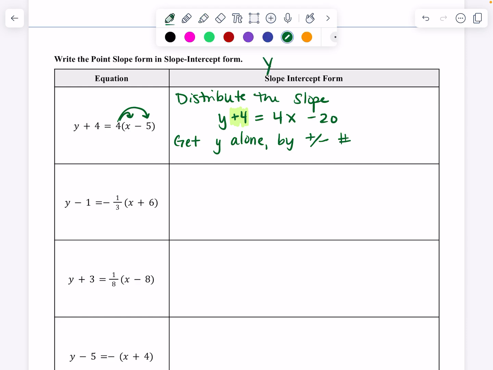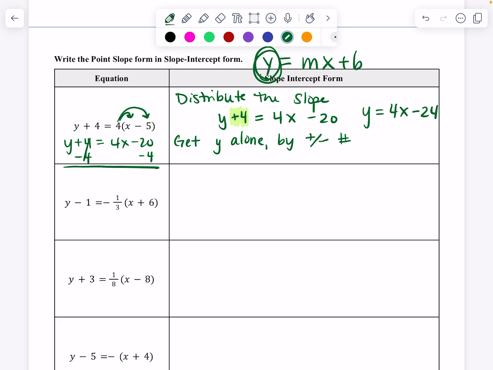So just to remind you, slope-intercept form is y equals mx plus b, where y is alone, okay? So in this case, I'm going to subtract 4 from both sides, right? Which I'm going to do on the side. So I had y plus 4 equals 4x minus 20, and I'm going to subtract 4. And then I'm going to put that under the 20 because that's its like term. So once I do that, I get y equals 4x minus 24. This is our slope-intercept form that I'm going to go with here.